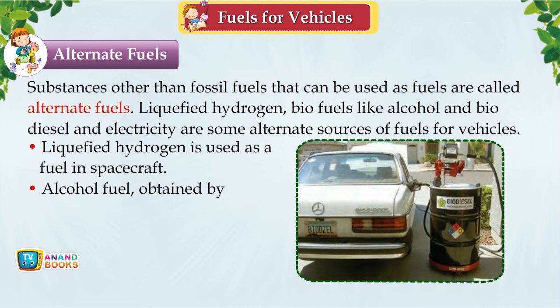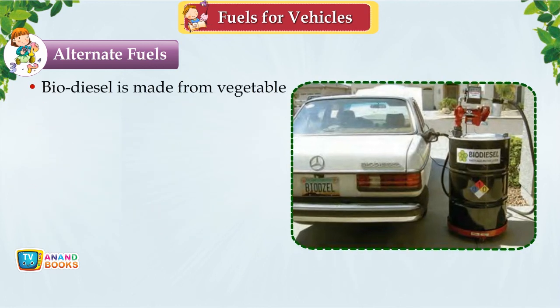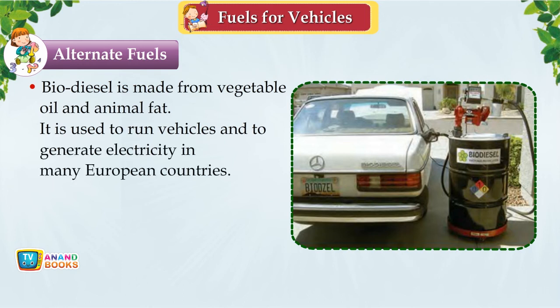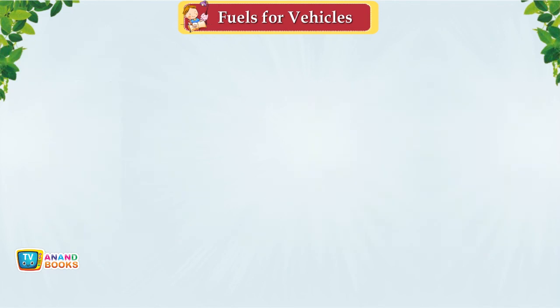Alcohol fuel obtained by fermenting sugarcane juice is used to run cars in Brazil. Biodiesel is made from vegetable oil and animal fat. It is used to run vehicles and to generate electricity in many European countries. Trains, metro trains, trams, cable cars and vehicles that run on rechargeable batteries run on electricity.